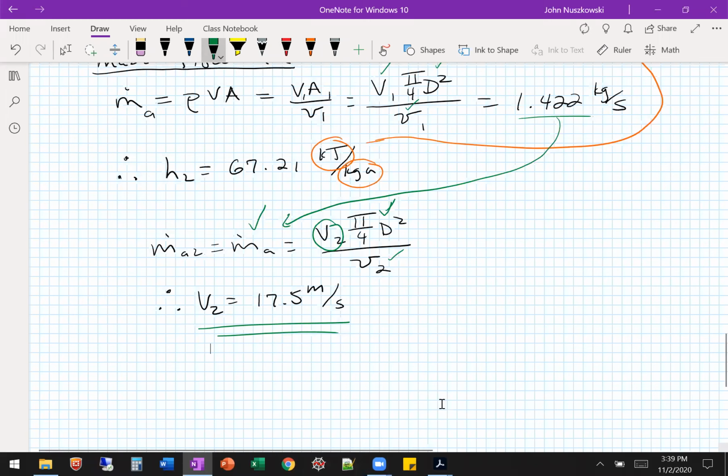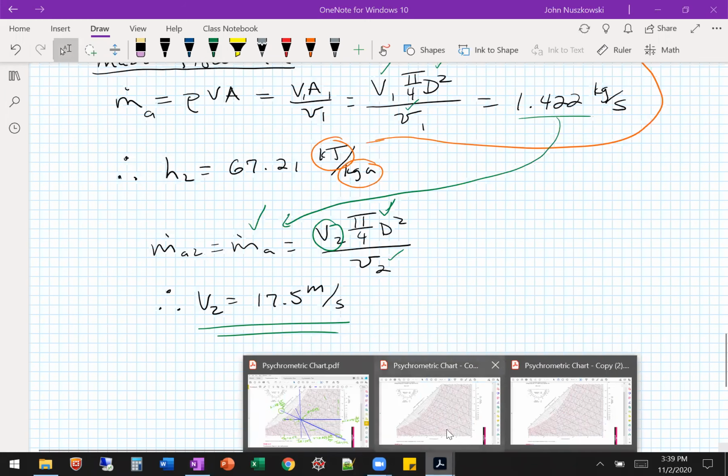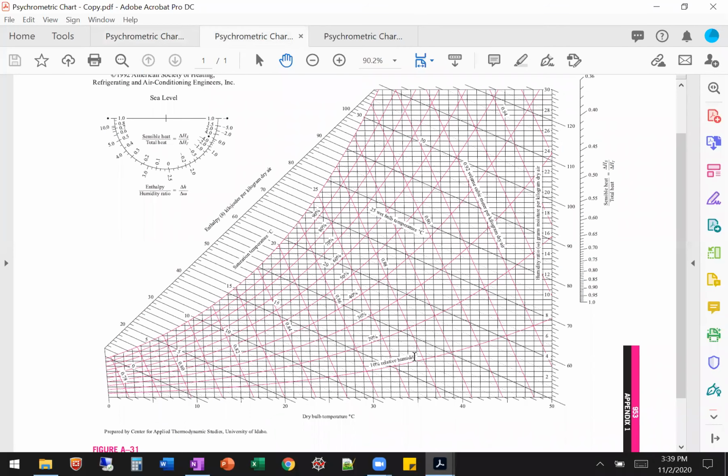Any questions? All right, so let's do the psychrometric chart. At the first state, we have 35 degrees Celsius.